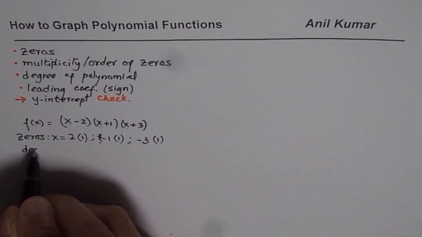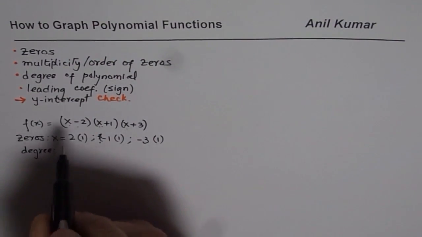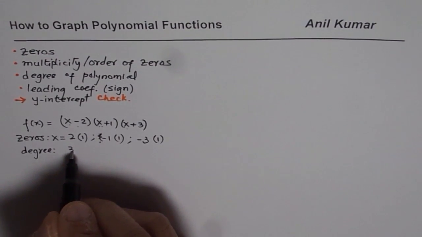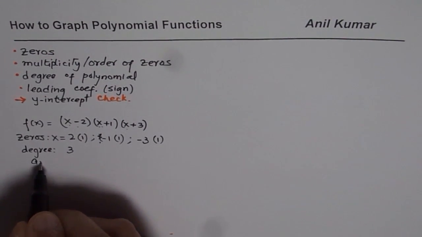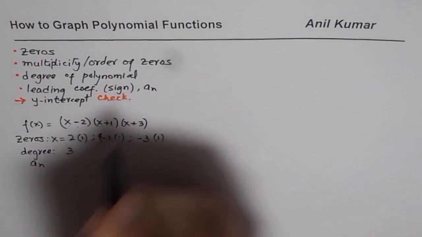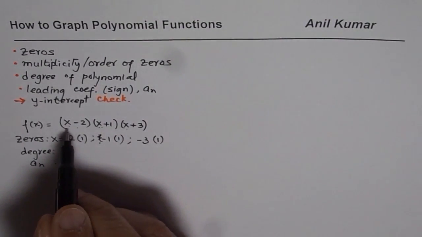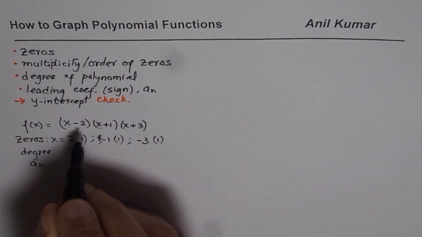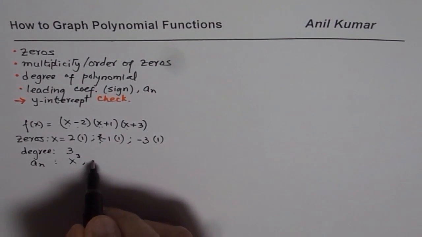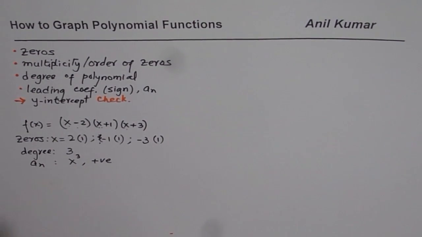Now, as far as the degree is concerned, we'll get the degree by multiplying these three x terms. We get x cubed, so the degree is 3. And leading coefficient, let us say an is the leading coefficient. Here an is 1, right? Since we get x cubed, we know the leading coefficient is positive, right? With that information, we will sketch the graph of our polynomial function.